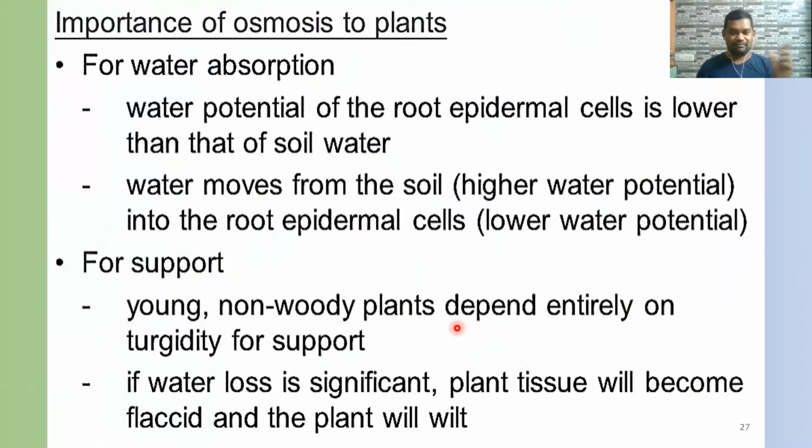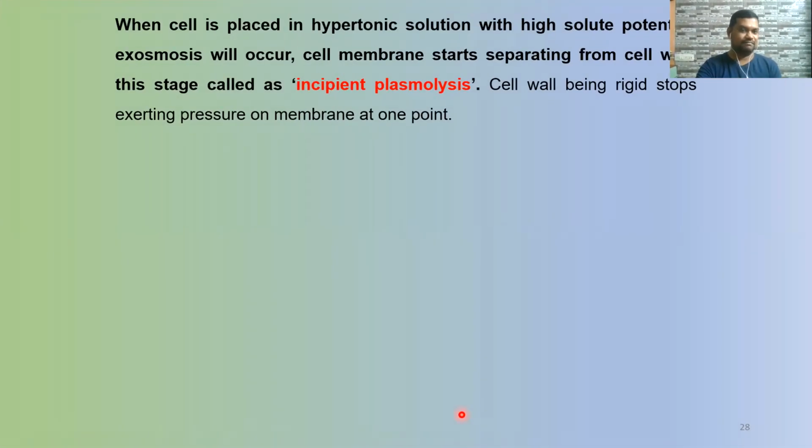If the water loss is too much, the plant cells will become flaccid and the plant will just wilt or wither and die. So beyond a limit, if the plant cell shrinks, you cannot revive it back. That is important. We have now seen plasmolysis, where the protoplasm moves away from the cell.